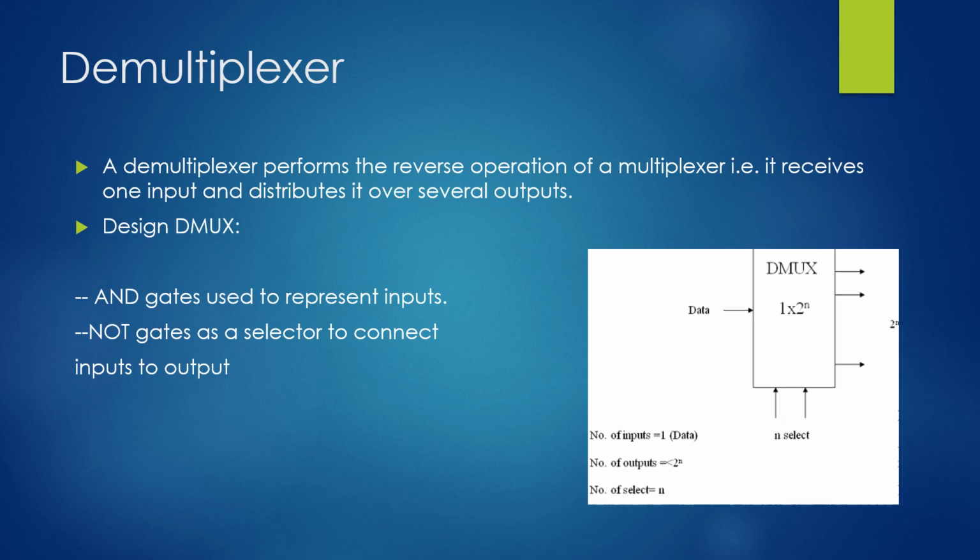Then demultiplexer. A demultiplexer performs the reverse operation of the multiplexer, i.e., it receives one input and distributes it over several outputs. So this is the concept of demultiplexer, and the design of demultiplexer: AND gates are used to represent the input, NOT gate as a selector to connect input to output. Here you can see the logic diagram. Data means only one input, and through the selector there are many outputs, 2 power n outputs we are going to get.